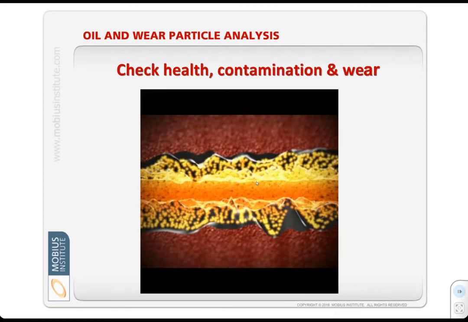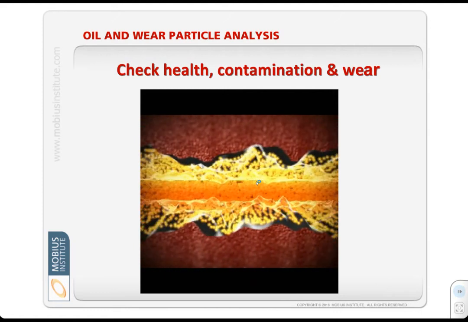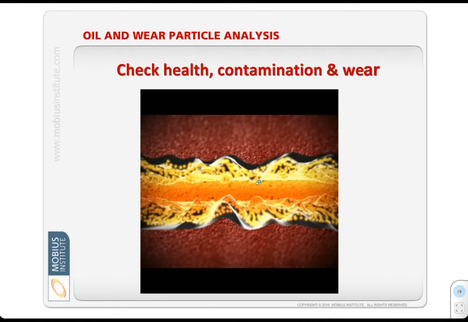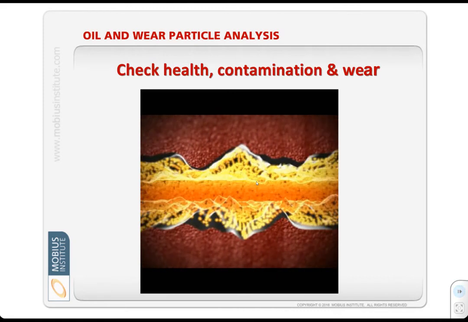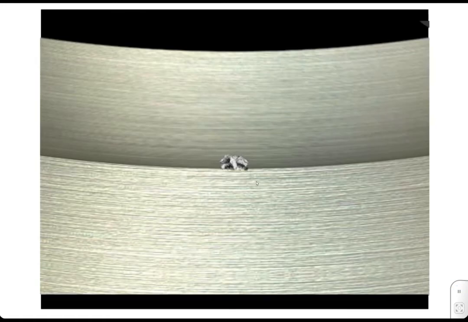And the lubricant itself is precious and expensive. It's precious to purchase. It's expensive to dispose of. So we can use condition monitoring to see if the lubricant itself is able to do a good job and whether it needs to be replaced.